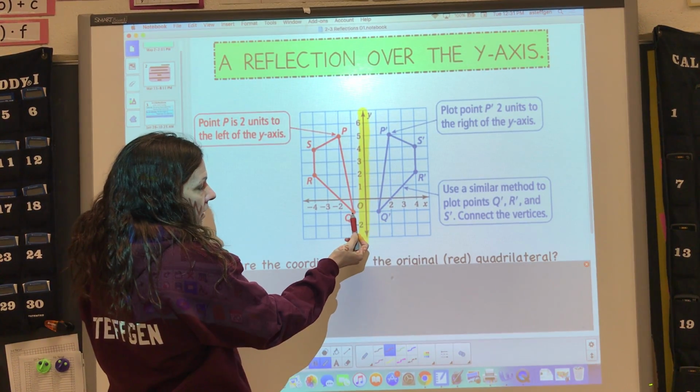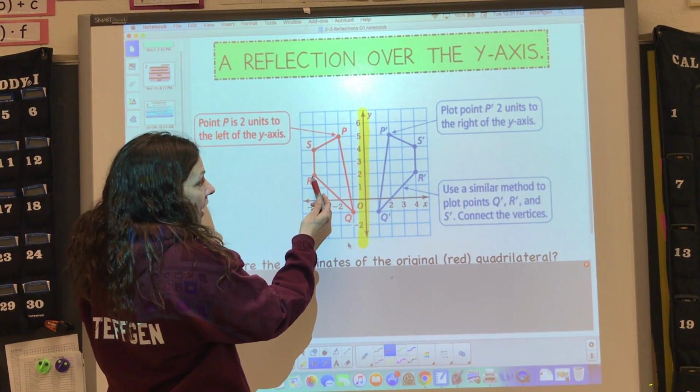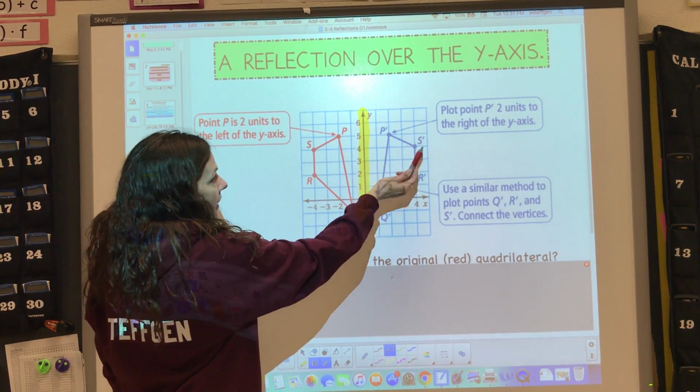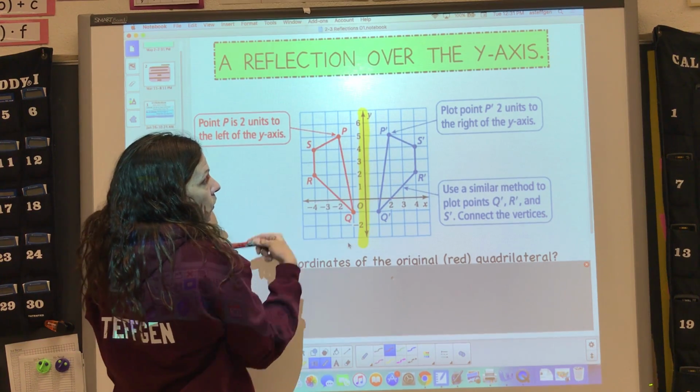All my points are equal distance. Q is 1 away, Q prime is 1 away. R is 1, 2, 3, 4 away, R prime is 4 away. S is 4 away, S prime is 4 away. P is 2 away, P prime is 2 away.